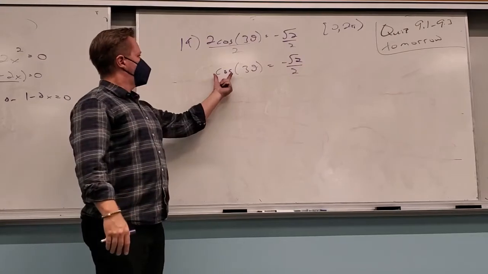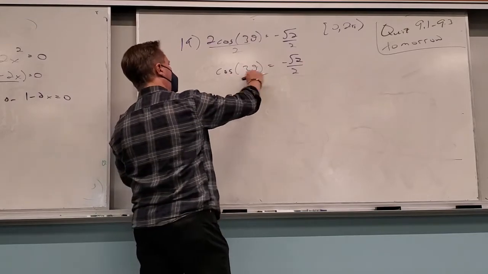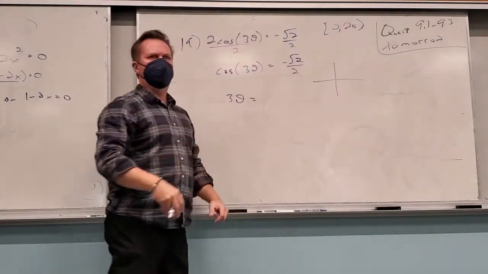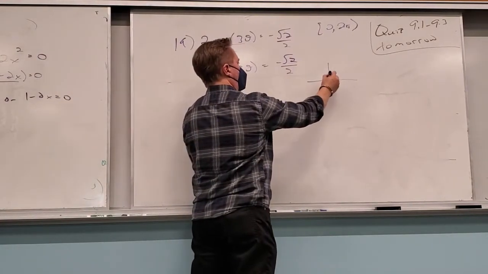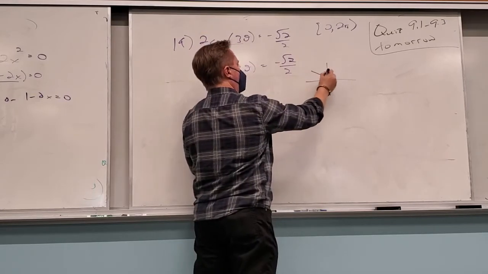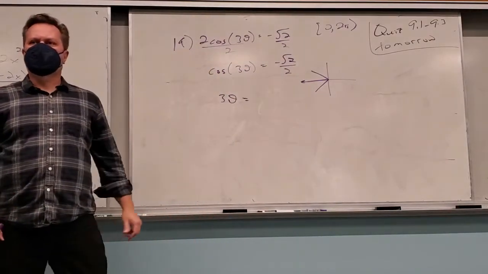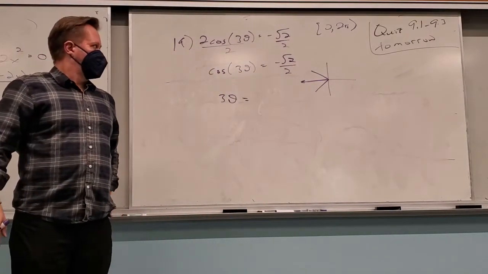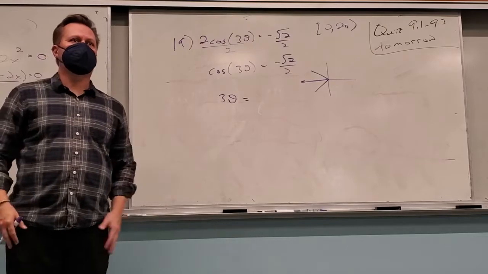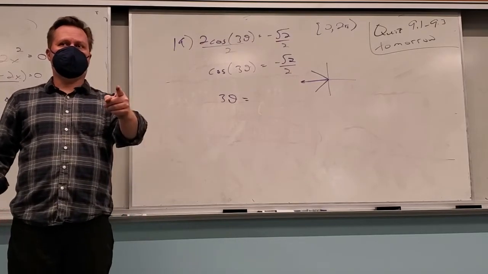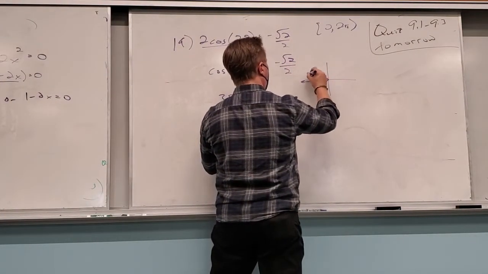So this says cosine of this angle is that. What angle makes cosine negative root 2 over 2? Where would we be? Which quadrants make cosine negative? 2 and 3. That's where the x is negative, right? Cosine goes like x. So I know I'm in quadrant 2 and 3. What's the reference angle that would make cosine root 2 over 2? 45 degrees, otherwise known as pi over 4. So I know the reference angle has to be pi over 4.